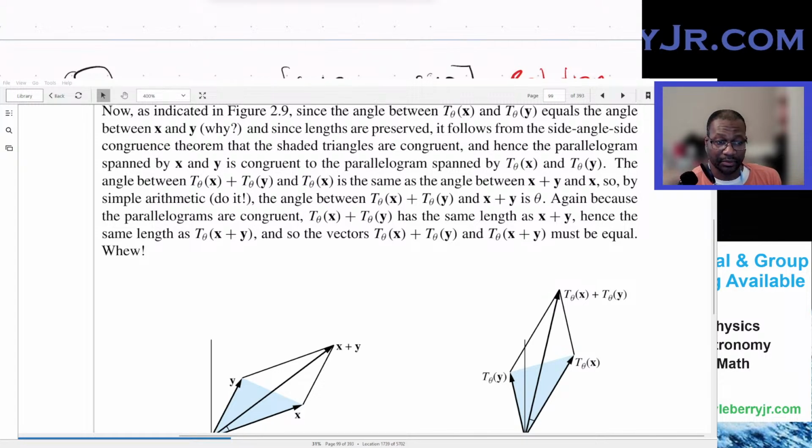Again, because the parallelograms are congruent, T theta of x plus T theta of y has the same length as x plus y. Hence the same length as T theta of x plus y. And so the vectors T theta of x plus T theta of y and T theta of x plus y must be equal.